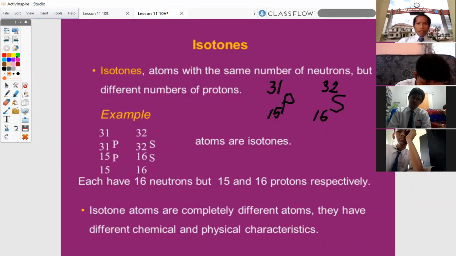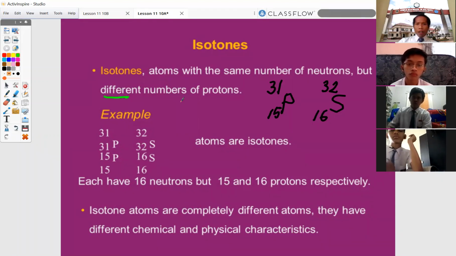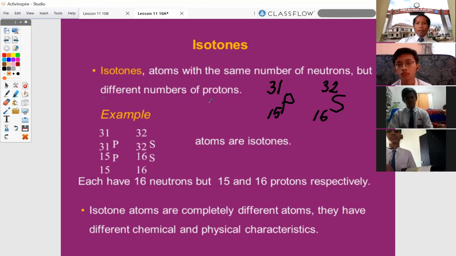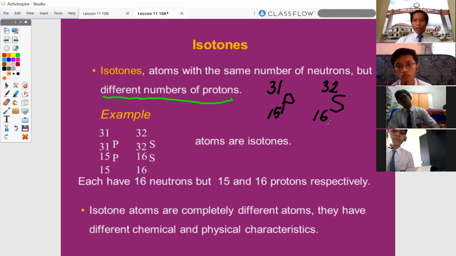This P has the number of protons 15. This S has the number of protons 16. So they have different numbers of protons, isn't it? They have different numbers of protons. The proton numbers are different, as you can see from here. Let's calculate now the number of neutrons.